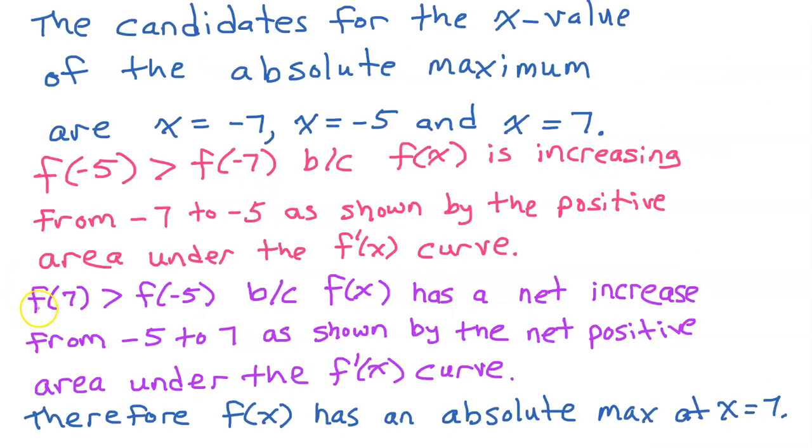Picking up here at the purple part, f at 7 is greater than f at -5 because f of x has a net increase from -5 to 7, as shown by the net positive area under the f prime curve. Therefore, f of x has an absolute max at x equals 7.